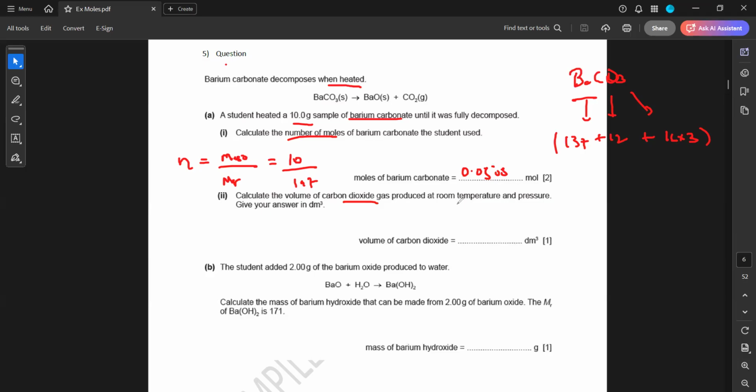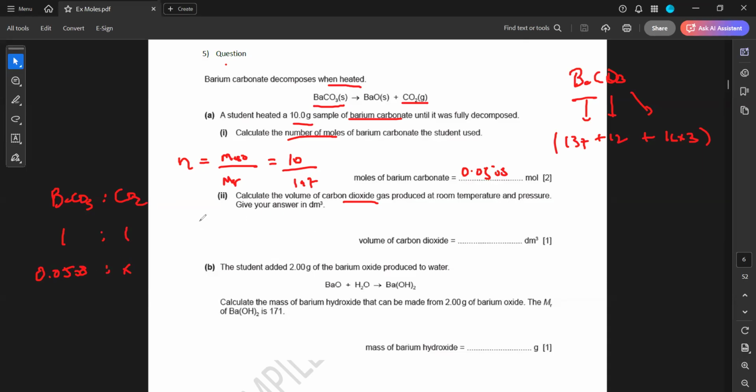Calculate the volume of carbon dioxide gas produced. How can we get the volume of carbon dioxide gas? First, we need the moles. Using barium carbonate, we'll find the moles of carbon dioxide. The ratio between them is 1:1, like 1 mole gives 1 mole. So if we have 0.0508 moles, this will be X. We get the same number of moles.